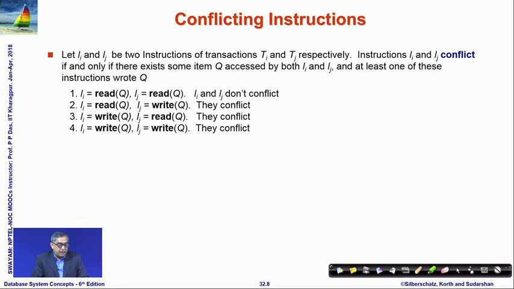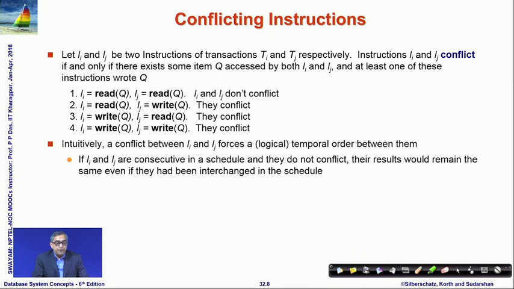So, you can naturally enumerate the four possibilities. If both of them are reading, they do not conflict; if it is read-write, write-read, or write-write, all of them are cases of conflict. So, naturally, intuitively you can figure out that since a write changes the value, if there is a conflict between these two instructions, then there must be a fixed temporal order between them. So, if Ii and Ij are consecutive in a schedule and they do not conflict, then we can interchange the temporal order of Ii and Ij.